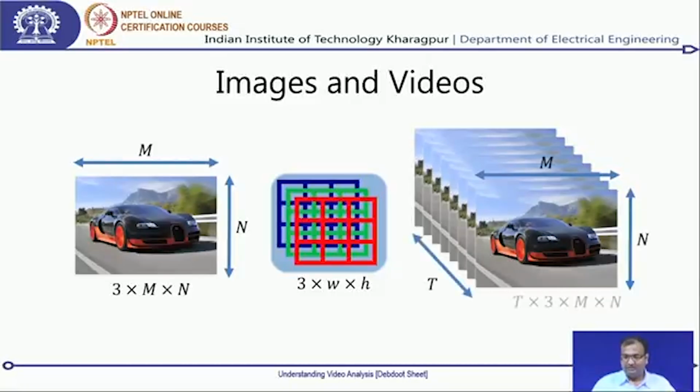And what that means is that this whole tensor is now going to have a size of t cross 3 cross m cross n, where t is the total number of frames which I am considering along the time dimension. In terms of how this video is located, I have 3 cross m cross n, which is a 3D matrix, and on my 4th axis I am just going to pad it.